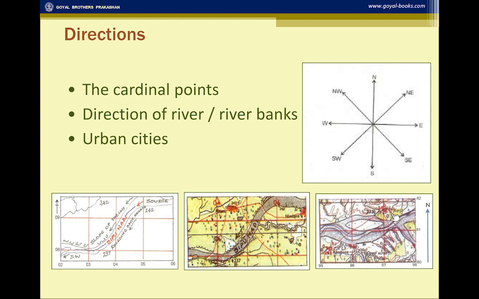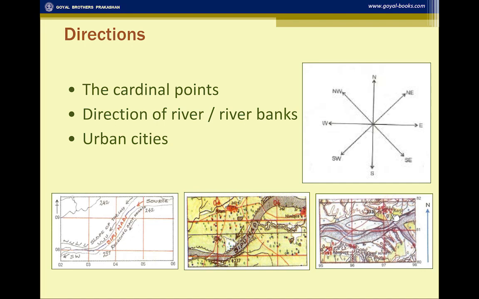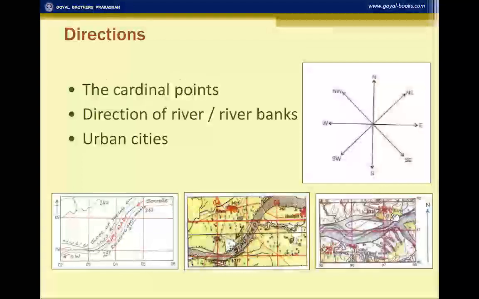Therefore, directions are used for finding out the flow of the river, the situation of the towns on the bank of the river, and the direction of one town from the other. This same thing you will find well explained in the second chapter of the textbook.